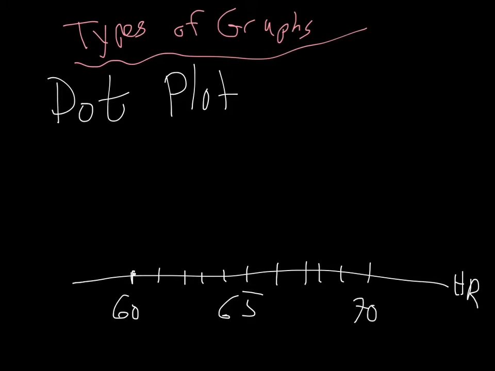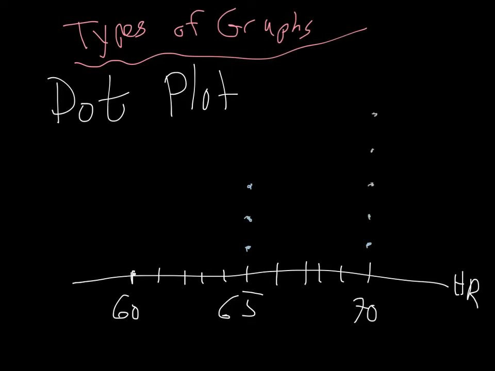A dot plot is very simply saying, oh, someone had a heart rate of 70. So we take and we make a dot. And then we had someone who had a heart rate of 65. And maybe we had 3 of them. So we stack those 3 dots up. And maybe really 70, we probably had more like 5.